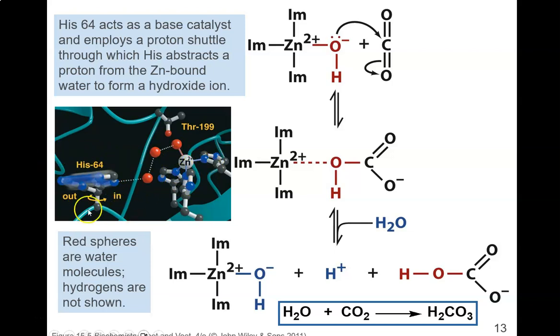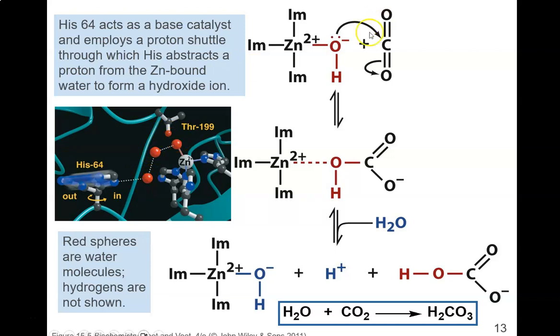There's another histidine over here, sort of on the far left, that's not bound to the zinc. You can see these are 3 red spheres. Those are all supposed to be water molecules, so they're just showing the oxygen and not the hydrogen. So it's supposed to be H2O, but they're just showing the O. But what happens is the histidine 64 grabs a proton from this water, which grabs a proton from that water, which grabs a proton from that water.